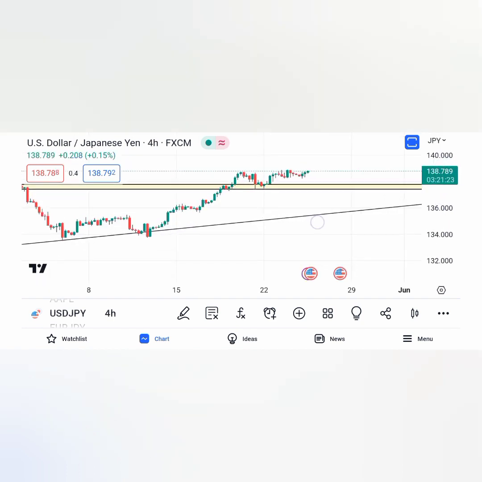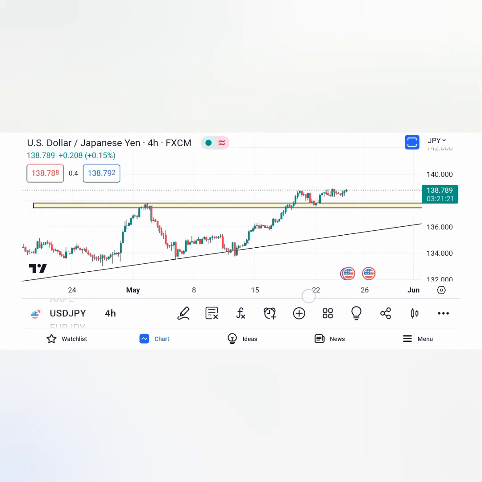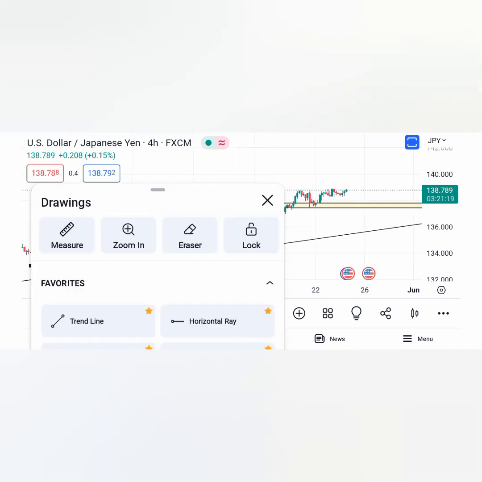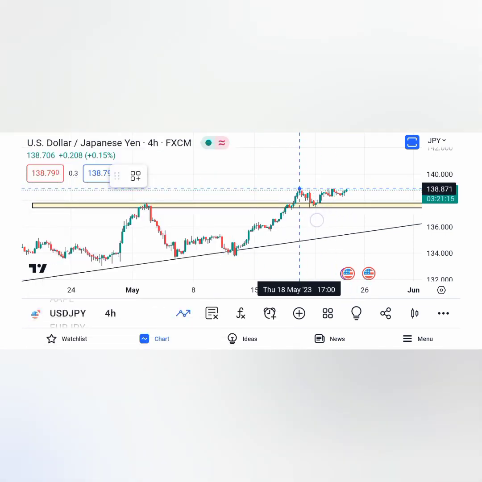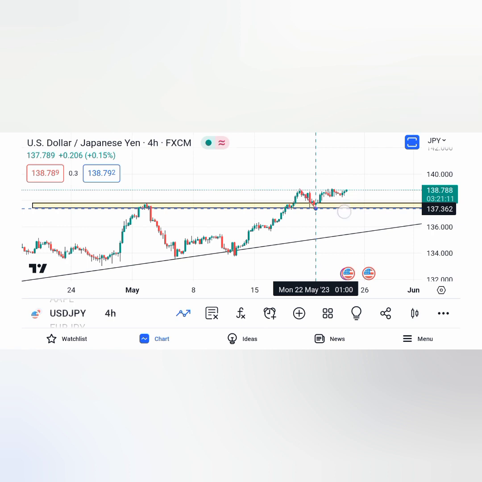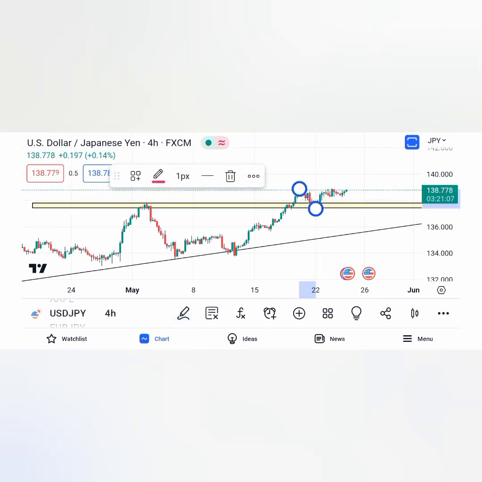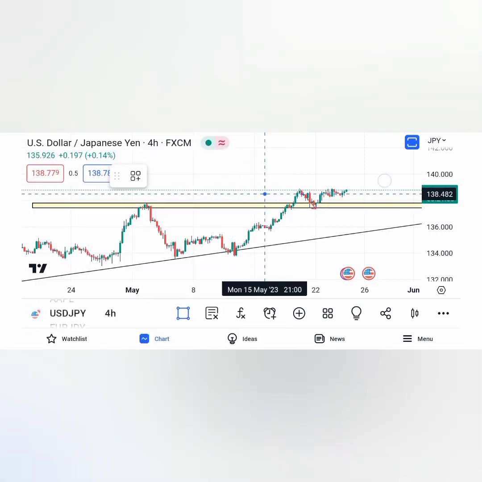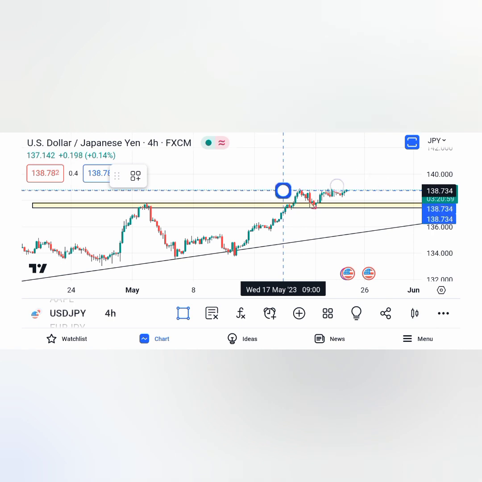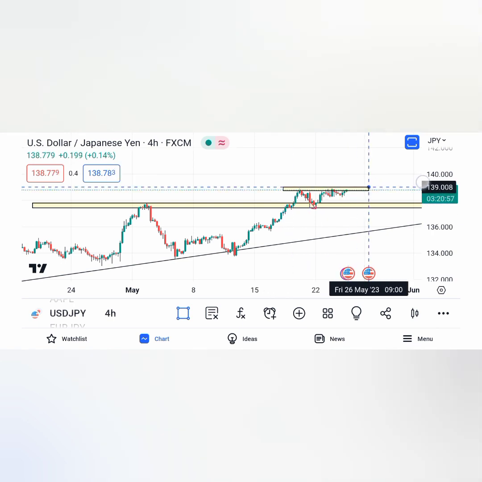So now on the 4-hour time frame, you can see that price came to respect this broken resistance, which has now become support. You can see price moving upwards in that order. So now we can spot another key level here. We can spot another key level here. We can spot another key level here.